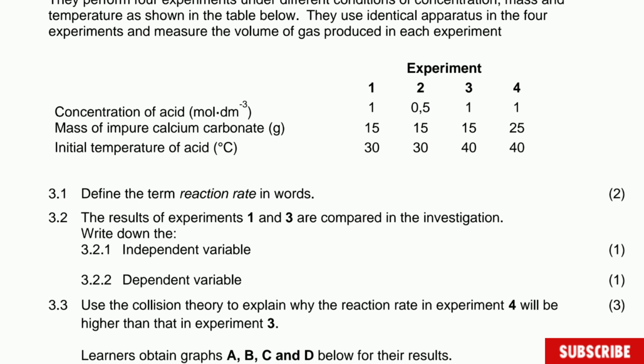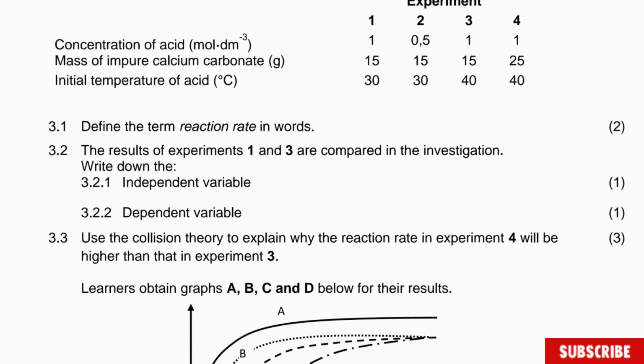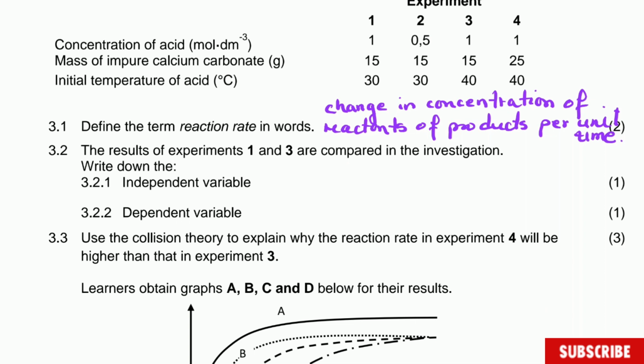Define the term reaction rate in words. The reaction rate is the change in concentration of reactants or products per unit time. This is the answer. And the formula, if you may, is equal to the change in concentration divided by the change in time. This is the reaction rate. That is the definition.